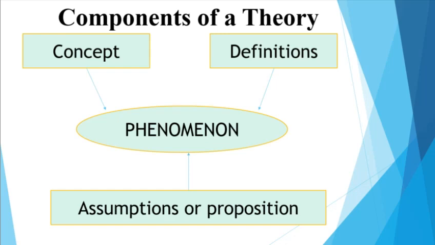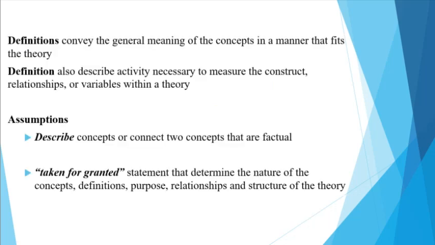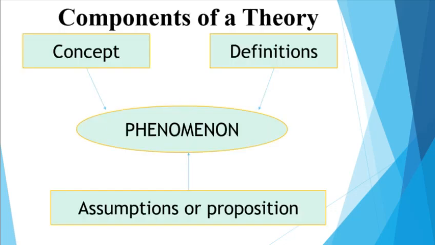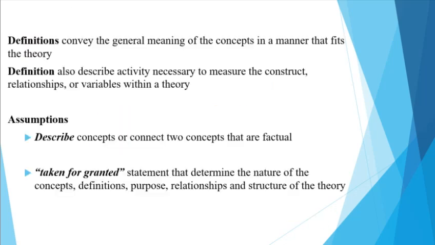So a theory must have concepts, definitions, assumptions to describe a phenomenon. Okay? So ano ba yung definitions na ibig sabihin doon sa theory sa diagram na ito? Ano ba yung meaning niya nun? Okay, so definitions convey the general meaning of the concepts in a manner that fits the theory. So the definitions can be described as the actual or yung totoong meaning of the concepts that should define depending on how the theory works.